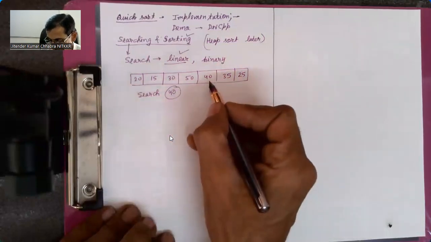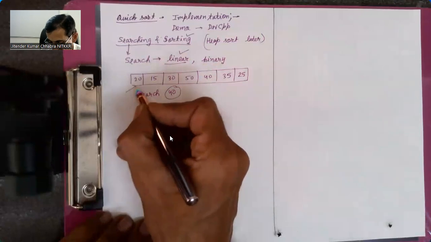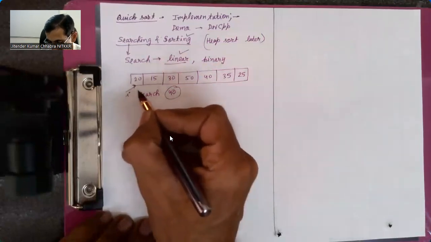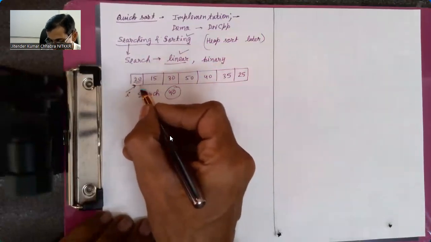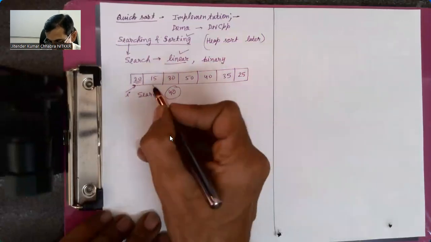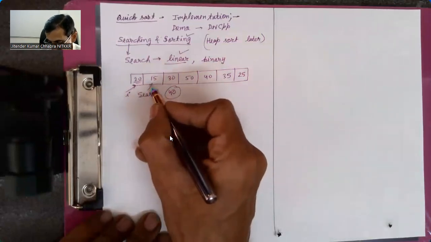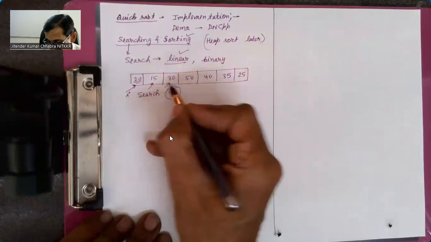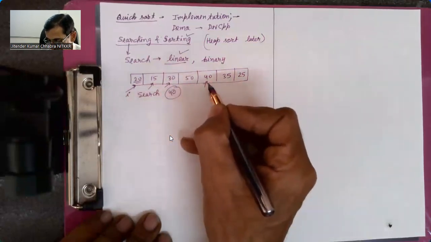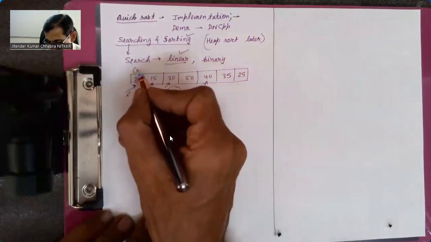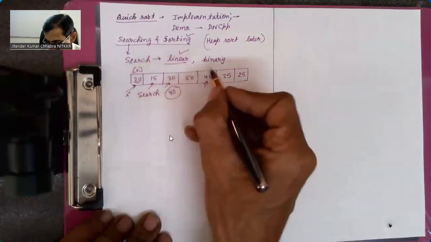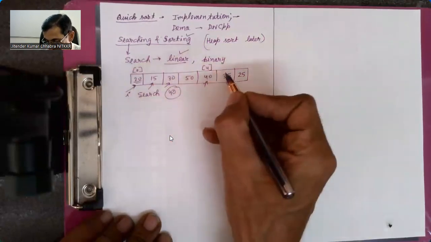So search 40. Effectively, what you do is always start, let's say, from here, and compare with the first value. If you found it, you will say, okay, found it. If not found, then you will proceed to the next, the next, the next. Here you will find it and say, okay, found at index 0, 1, 2, 3, 4. So you will say found at index 4.